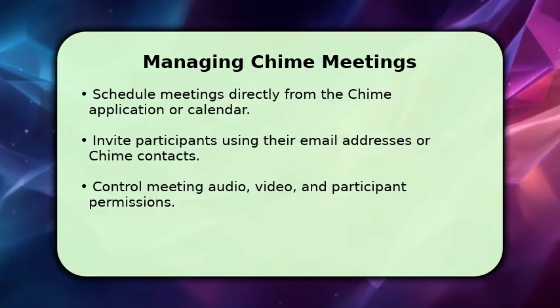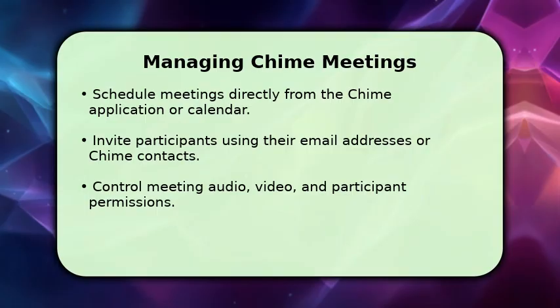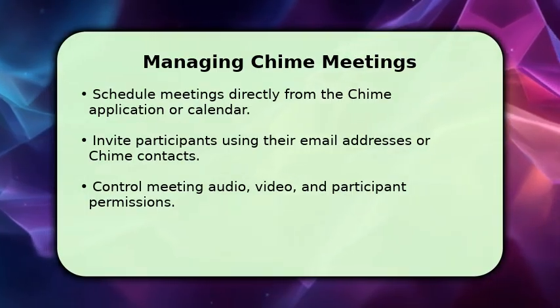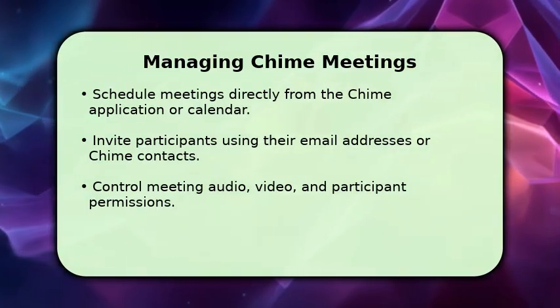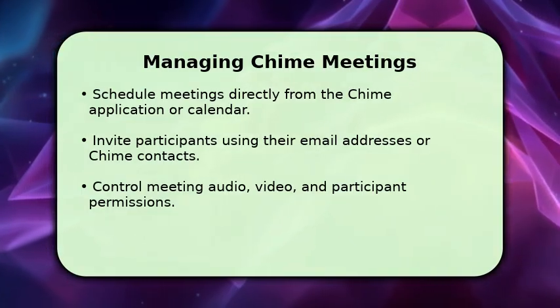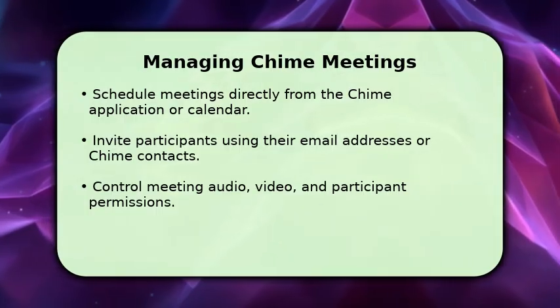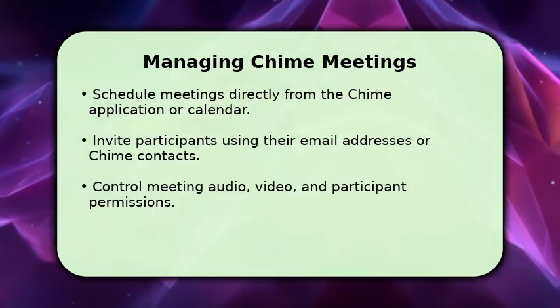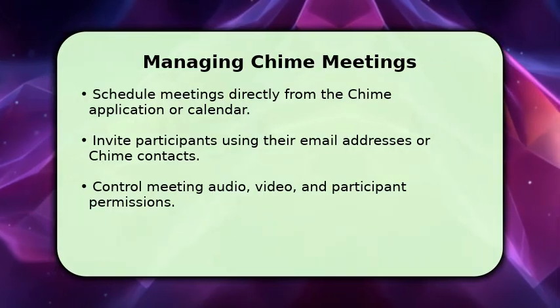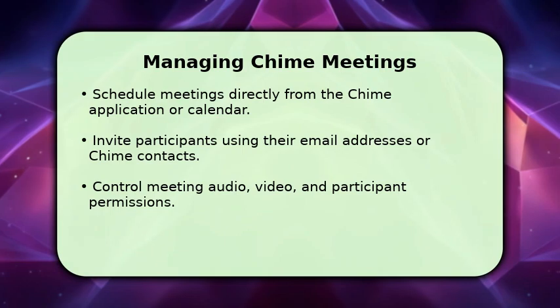Managing your meetings in Amazon Chime is straightforward. You can schedule new meetings directly from the application or integrate with your calendar. Easily invite participants by entering their email addresses or selecting them from your Chime contacts. During a meeting, you have full control over audio, video, and participant permissions. The Raise Hand feature helps facilitate organized discussions, ensuring everyone gets a chance to speak.